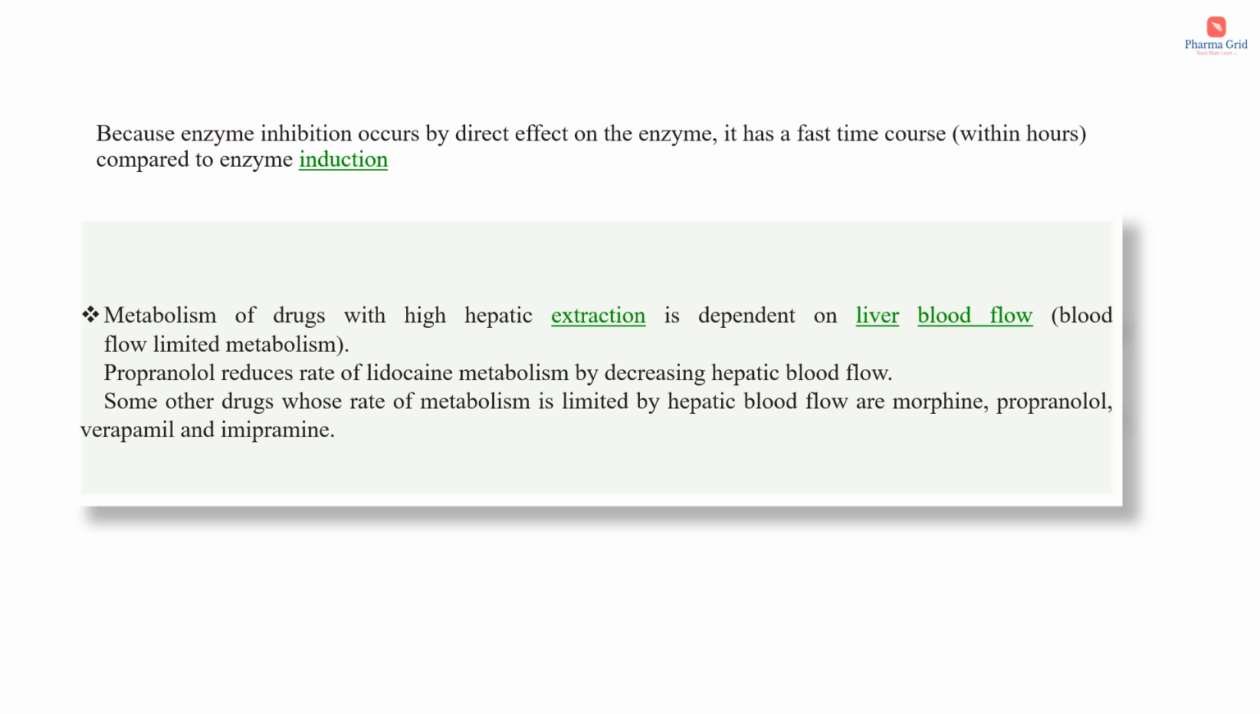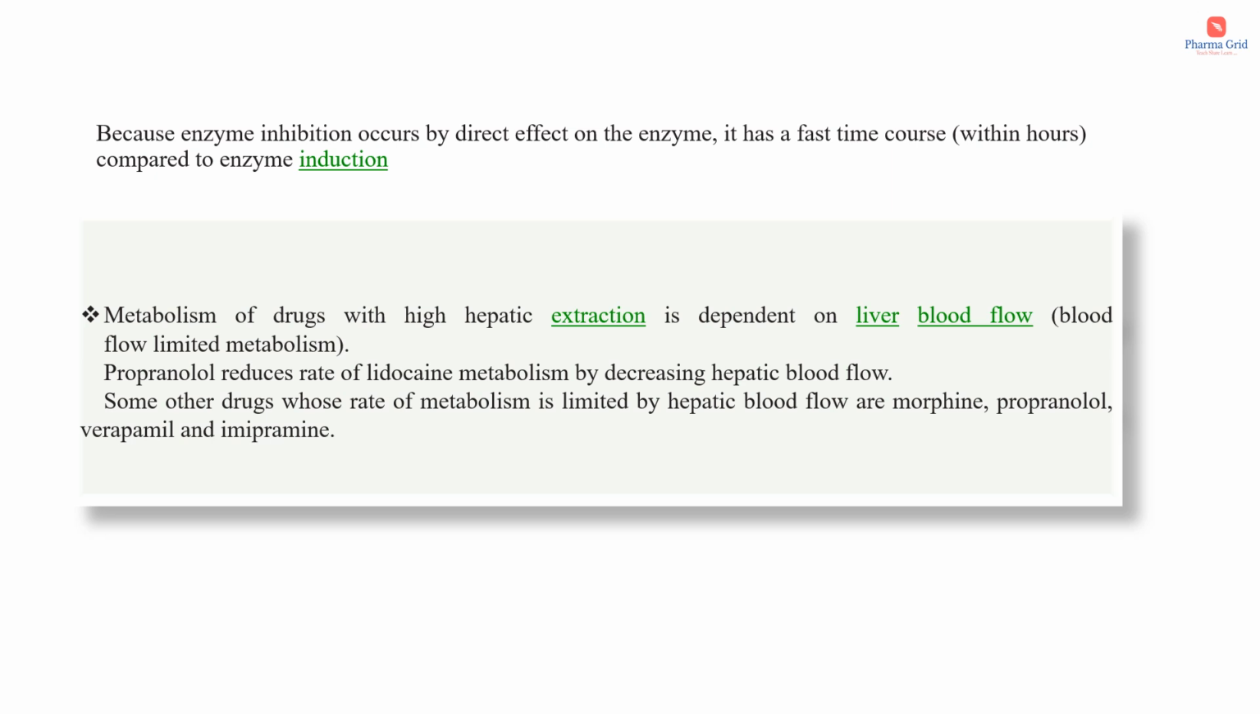Because enzyme inhibition occurs by direct effect on the enzyme, it has a fast time course, means it occurs within hours compared to enzyme induction. So compared to enzyme induction, this enzyme inhibition has a fast time course. That is, enzyme inhibition will occur within hours compared to enzyme induction.